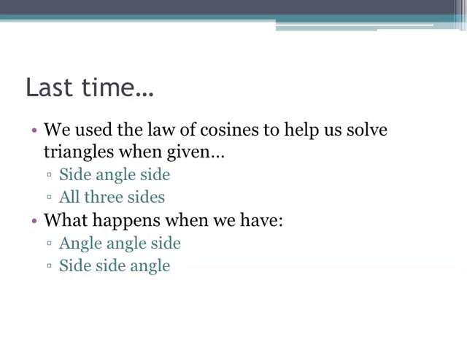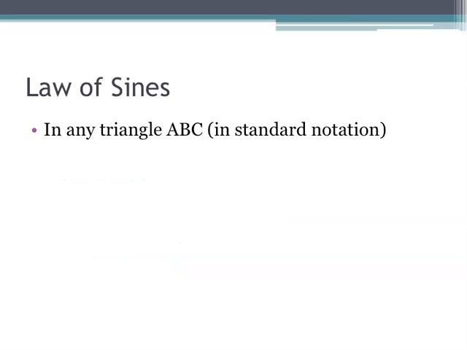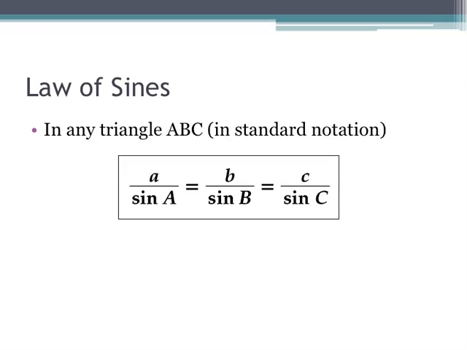But when we do have one of these two last cases, this is where we're going to be using law of sines. So here's law of sines. In any triangle ABC, using standard notation where you have all the angles labeled with capital letters, all the sides opposite each corresponding angle labeled with the corresponding lowercase letter, then you can use this.